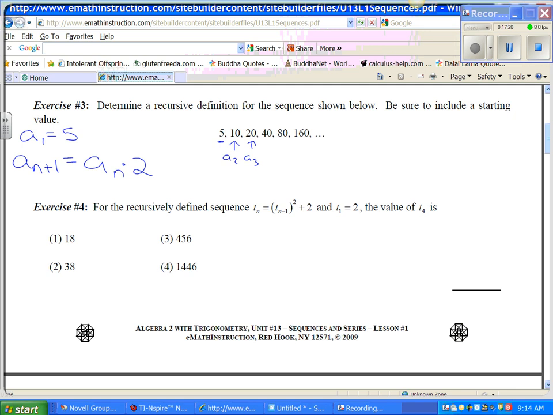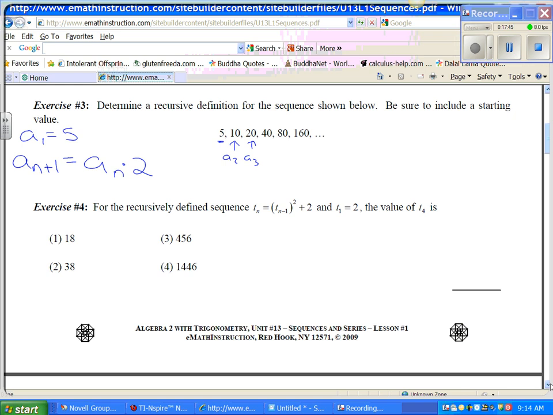The formula is different, and that's okay. You're going to get all sorts of formulas. T sub n, what does that mean? Current term. Equals T sub n minus 1, what does that mean? The previous term. Squared plus 2, where T sub 1 is 2, so there's your starting value. I want you to find T sub 4. Okay, so go ahead. This is recursion, so this is just like exercise 2A.